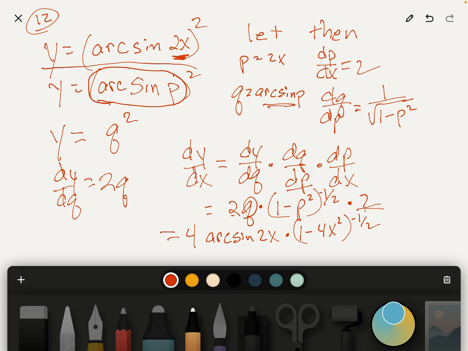But if you go back, this does make it very easy to check your work. You just go, oh yeah, what was dy dq? That's just 2q. What's 2q? It's 2 times the arcsine of 2x. What's dq dp? It's 1 minus p squared, all to the negative 1/2. But what's p squared? Oh yeah, that's just 4x squared. It's just a nice systematic way of doing a complex derivative.